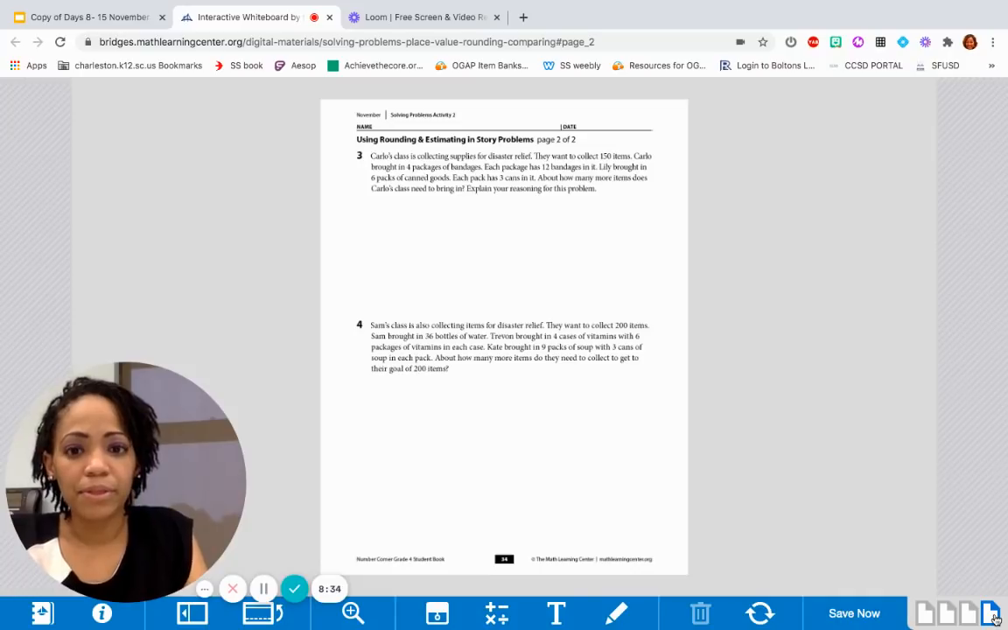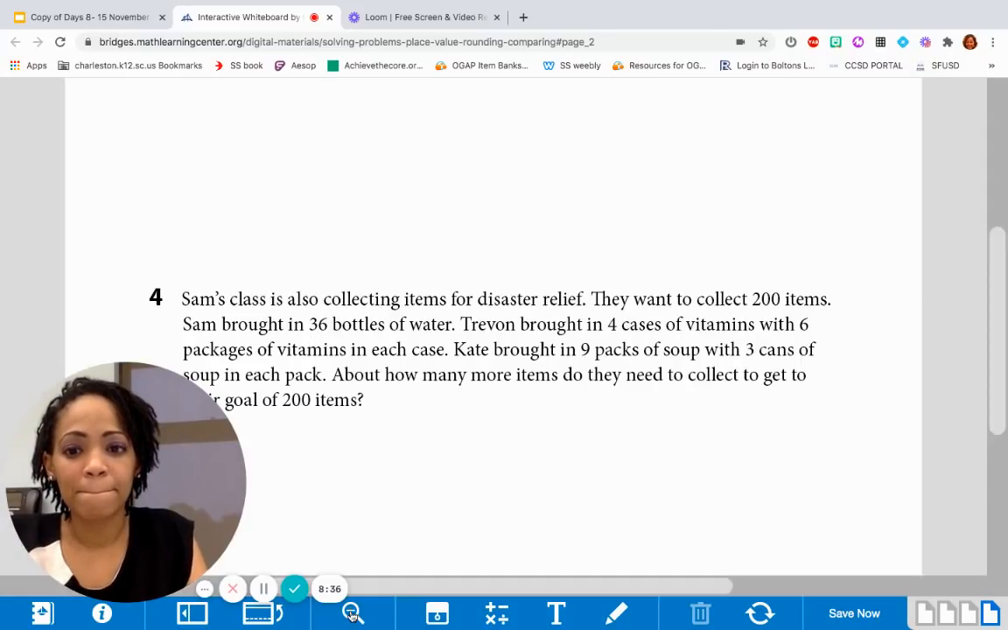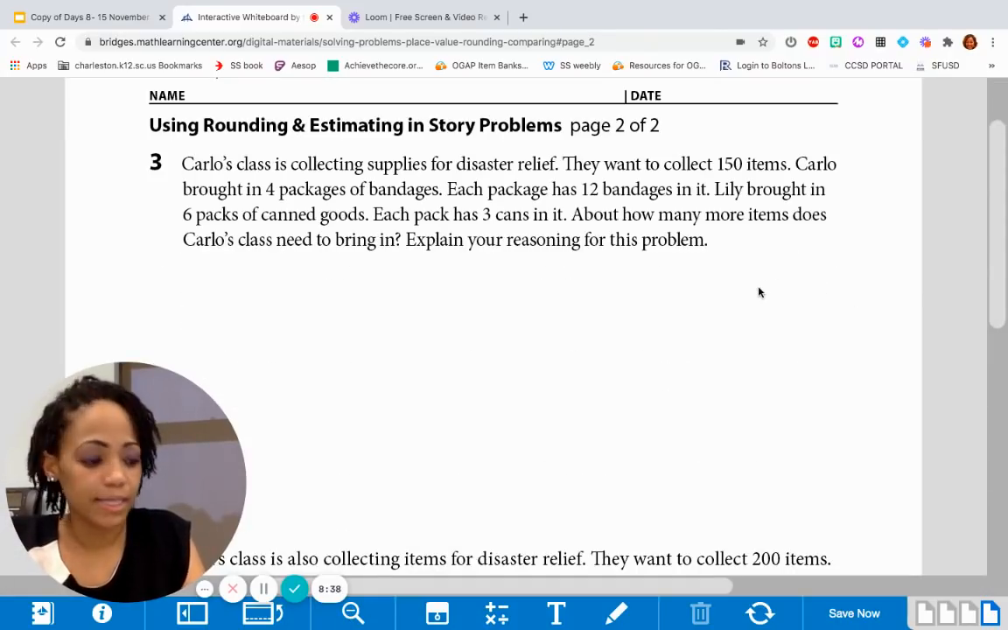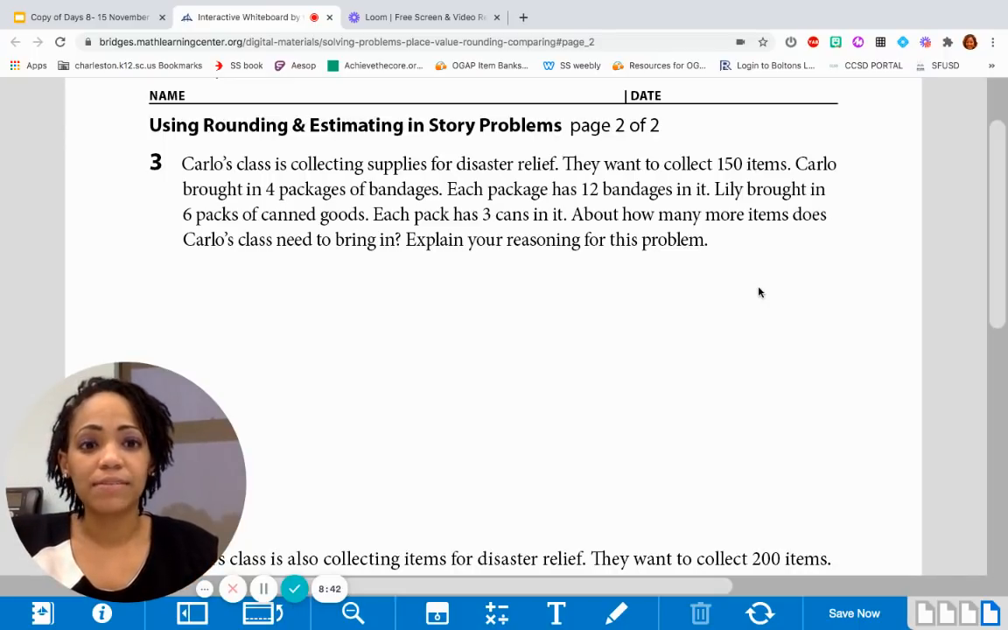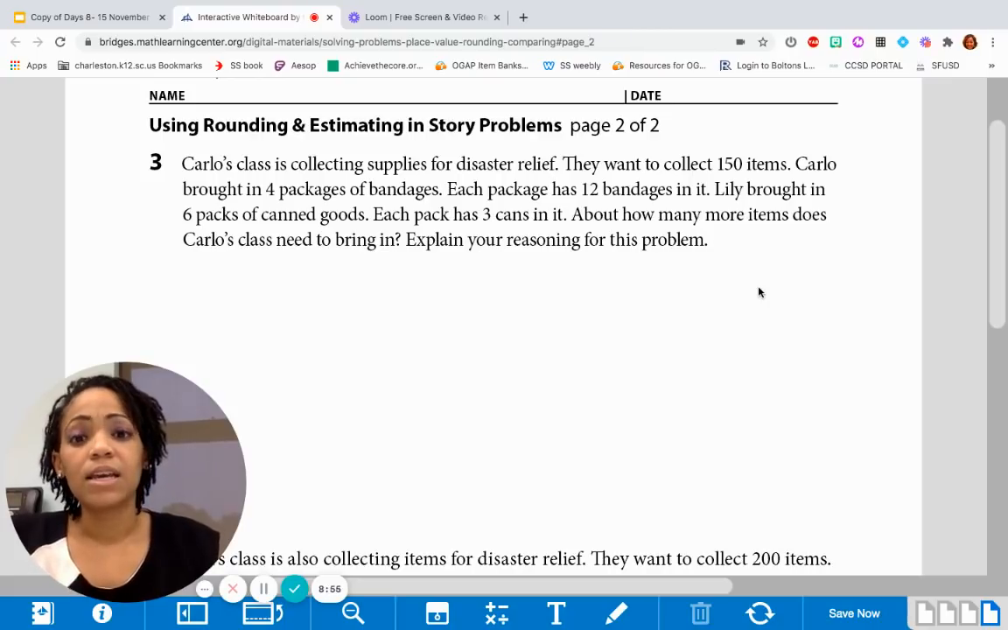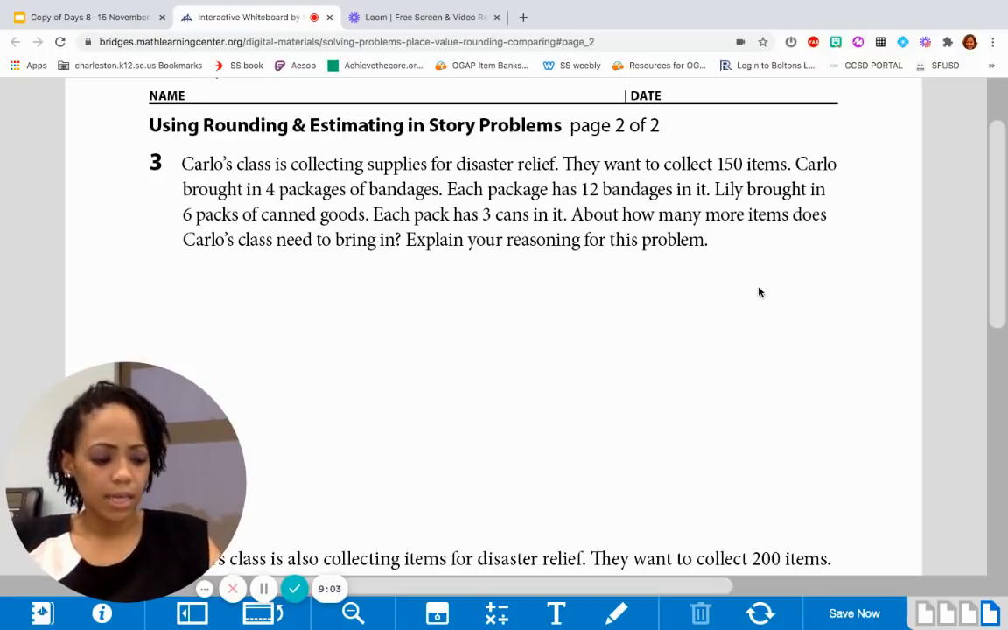All right, let's look at problem number 3. All right, Carlos's class is collecting supplies for disaster relief. They want to collect 150 items. Carlos brought in 4 packages of bandages. Each package has 12 bandages in it. Lily brought in 6 packs of canned goods. Each pack has 3 cans in it. About how many more items does Carlos's class need to bring in?